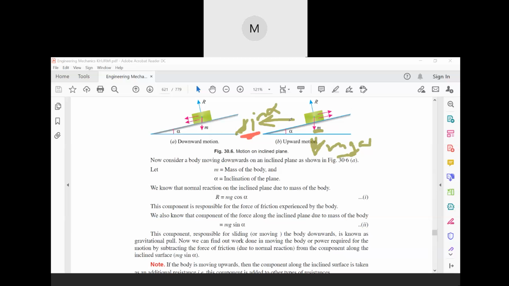Okay, but here it is mentioned mg sine alpha. This component is responsible for the sliding or moving of the downward body. What about upward body, sir? If some force is given in the upward direction, or if it is inclined in the other direction, then it will be moving in the upward direction. This is a special case, a different case. Generally, the body will move downward only. Yes or no?